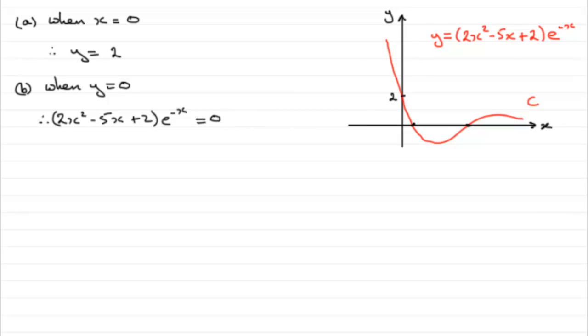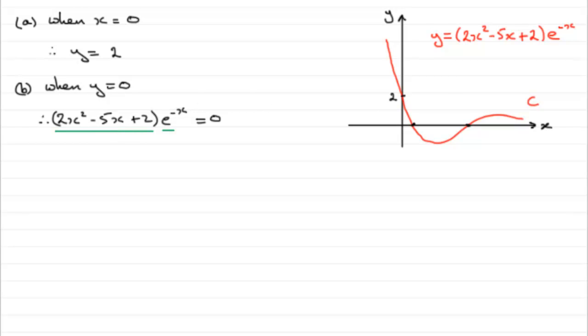We've got two factors here being multiplied together. You've got this one, the 2x squared minus 5x plus 2, and you've got the e to the minus x. Now if you've got two factors multiplied together equals 0, one or both has got to equal 0.